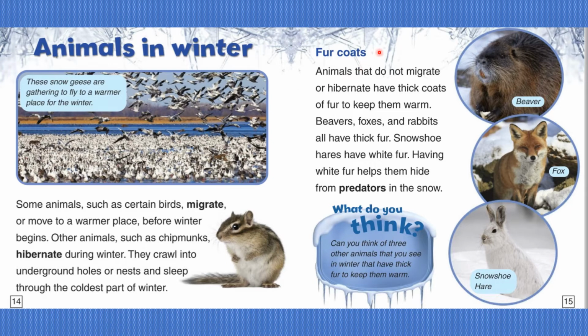Fur coats. Animals that do not migrate or hibernate have thick coats of fur to keep them warm. Beavers, foxes, and rabbits all have thick fur. Snowshoe hares have white fur. Having white fur helps them hide from predators in the snow. There's a beaver, a fox, and a snowshoe hare.